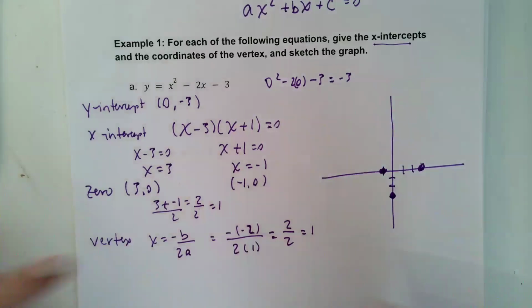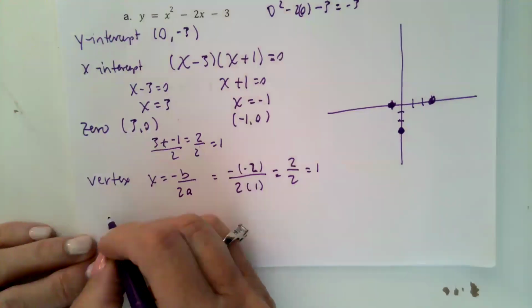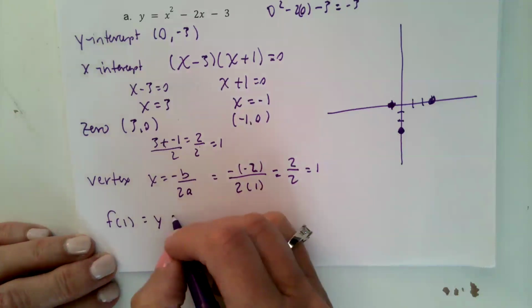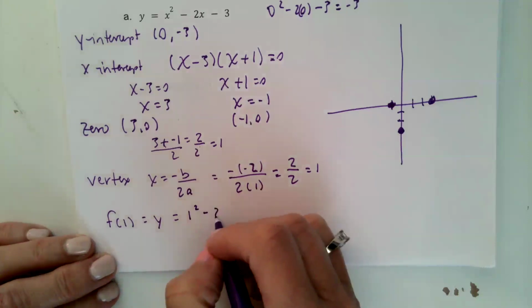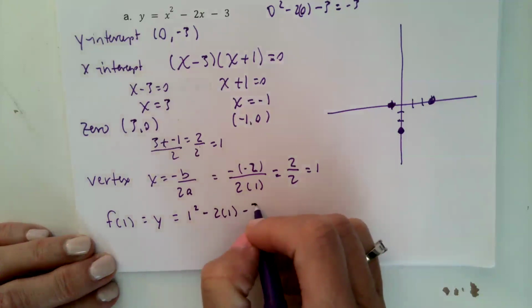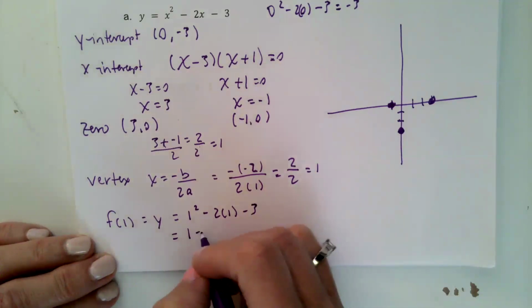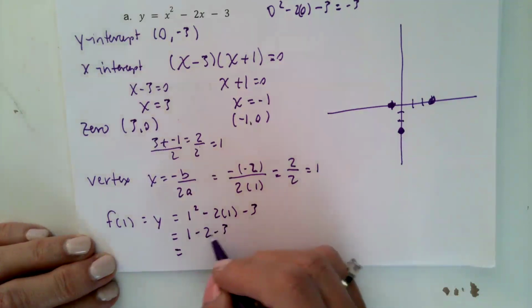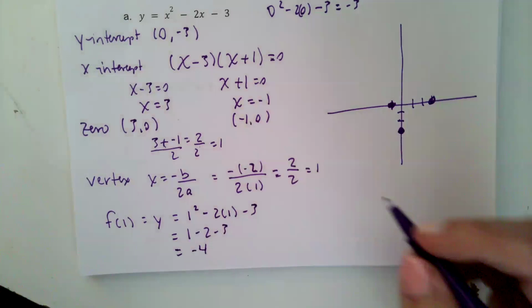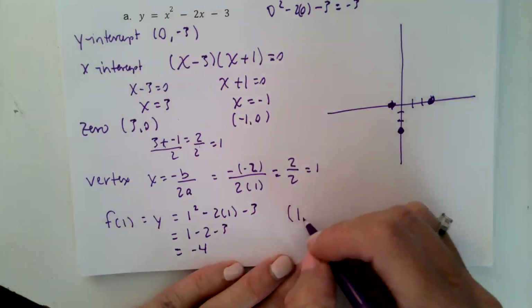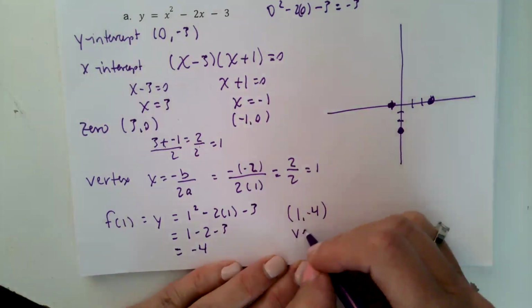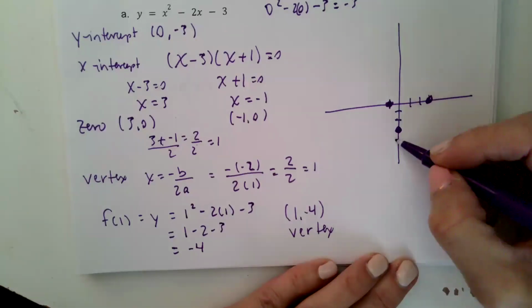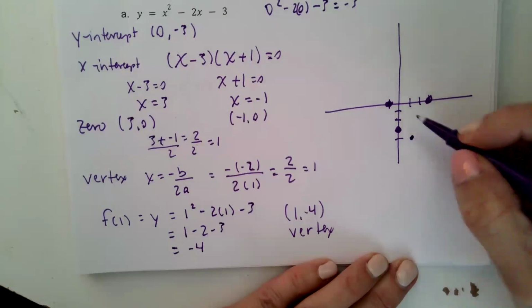So those match. And then my function evaluated at 1 gives me y. So 1 squared minus 2 times 1 minus 3 equals 1 minus 2 minus 3, equals 1 minus 5, which is a negative 4. So my vertex is at (1, -4). So 1 and then down to negative 4.